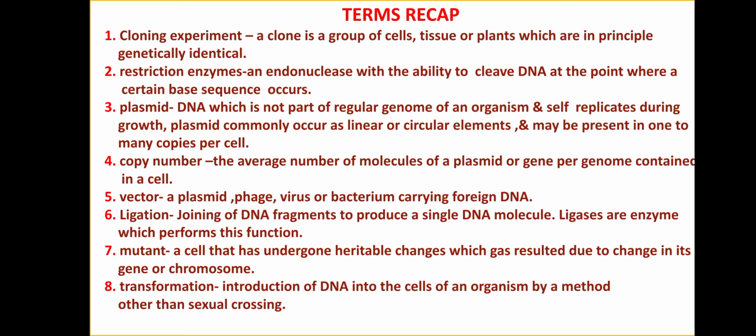Plasmid is the extra chromosomal material that is present in an organism to provide it extra ability despite its normal genetic material. Copy number is the average number of molecules of plasmid or gene per genome contained in a cell or an organism. Vector is the plasmid, phage, virus or bacterium. Anything that carries your DNA of interest into the host is known as a vector. Ligation is the joining of DNA fragments to produce a single DNA molecule. A mutant is any cell or organism with genetic material other than the normal.